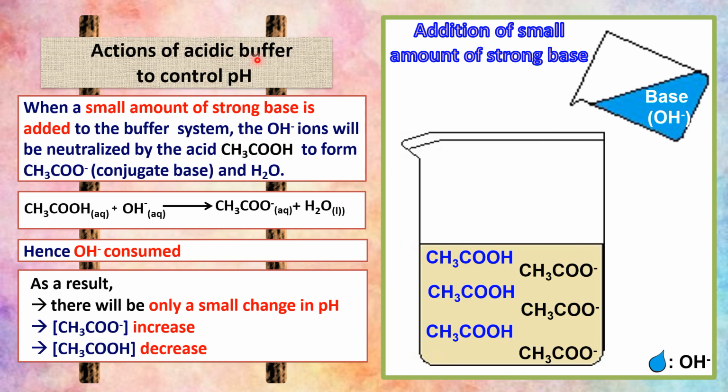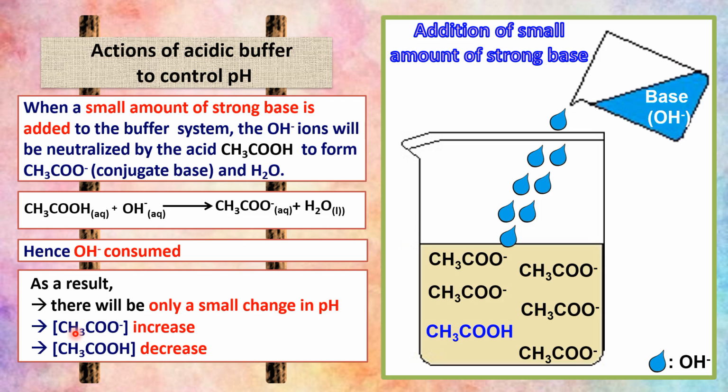How does an acidic buffer control its pH when a small amount of strong base is added? When a small amount of strong base is added to the buffer system, the OH minus ion will be neutralized by the acid, that is the ethanoic acid, to form the conjugate base, that is ethanoate ion, and water. Hence, the OH minus added is consumed. So as a result, there will be only a small change in pH.